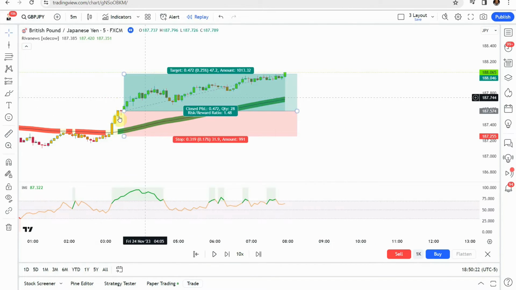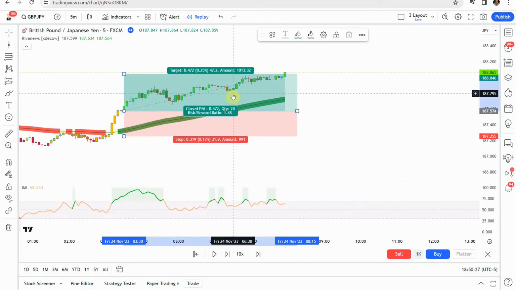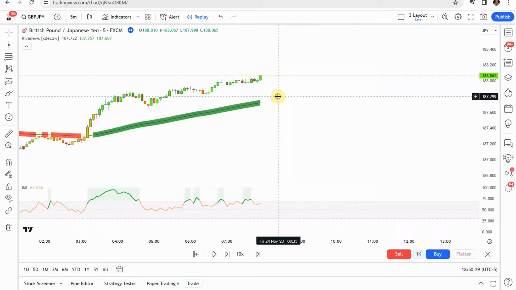You see it takes just a little bit there, but we make a steady climb up, which does get us to our take profit. Let's go ahead and look at a short trade.